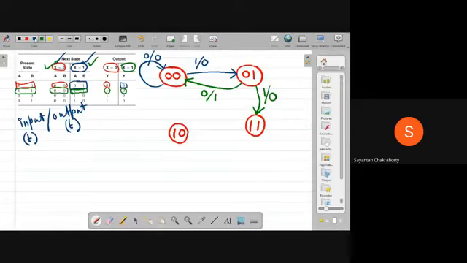Now it has moved on to the state 1, 0. Sorry, not 1, 0, actually 1, 1. Again, two cases will appear. If x equal to 0, then it will move to state 0, 0. If 0 input is applied, the corresponding output will be 1. So what is the input? 0. What is the output? 1. Understood? And if we apply input 1, then what will be the next state? 1, 0, and the output will be 0.